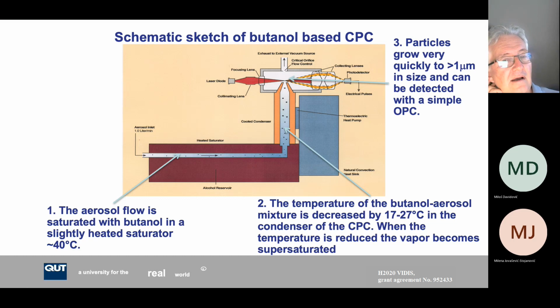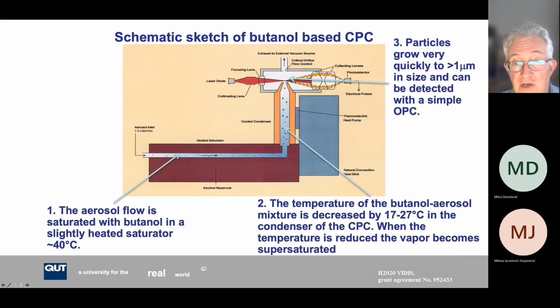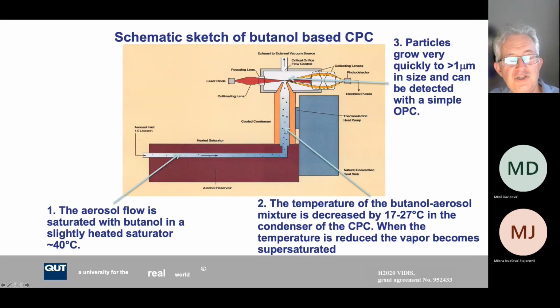Normally, the higher the temperature difference, the higher the supersaturation ratio, and the higher the supersaturation ratio, the smaller the particles that we can detect. So increasing the supersaturation ratio changes the size of the particle that we can detect. These are condensation particle counters based on alcohol vapor. Very similar ones exist for ethyl alcohol and also for glycol-based condensation particle counters.